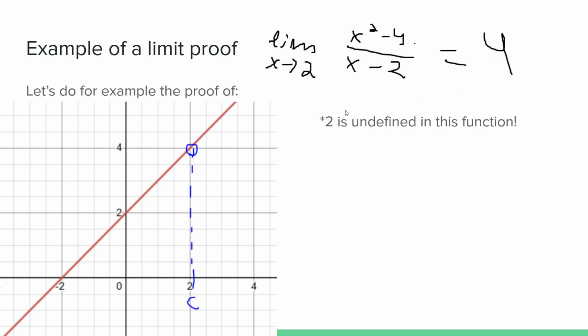Now, it's worth noting that 2 in this function is undefined. If we try to plug in 2 for x here, it blows up. It doesn't work because we get a 0 in the denominator. And if you have a 0 in the denominator, there's a hole here. But we're trying to find the limit as x approaches 2, so we have to use the limit process to find this.